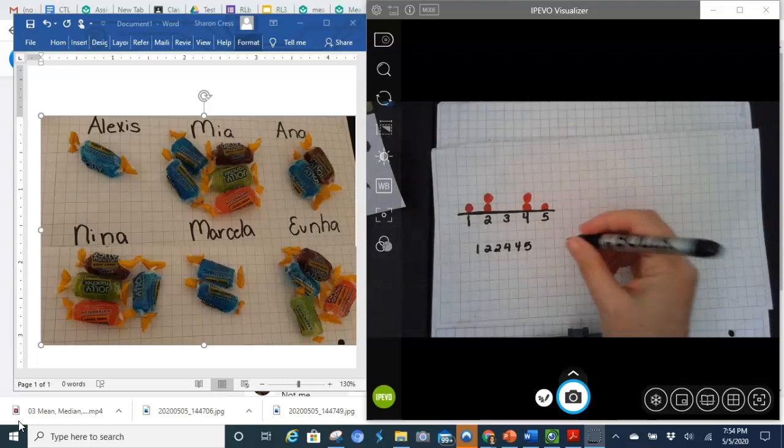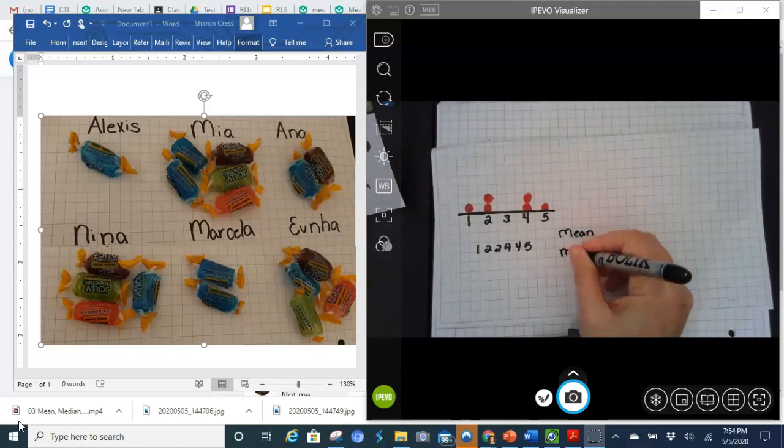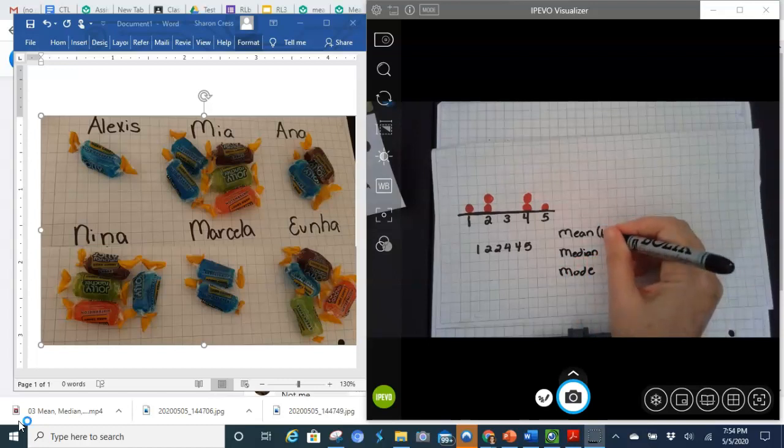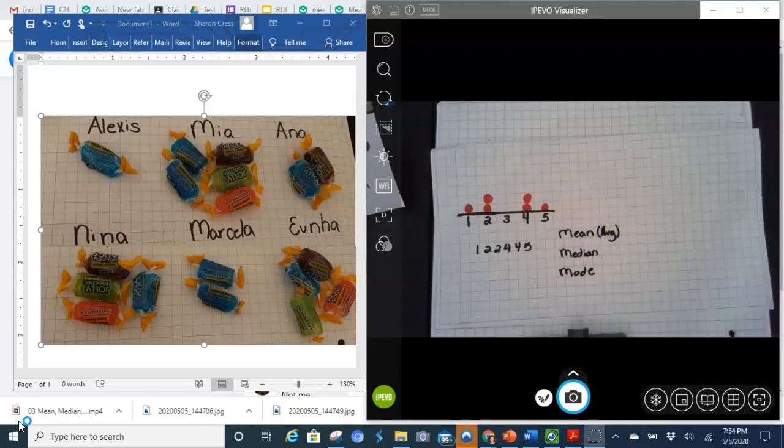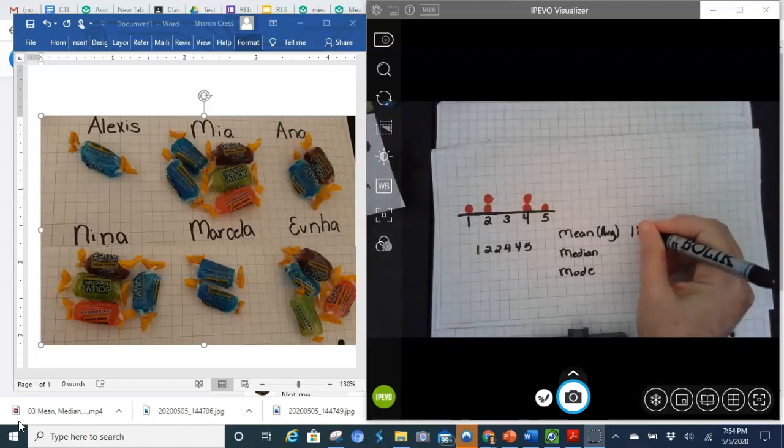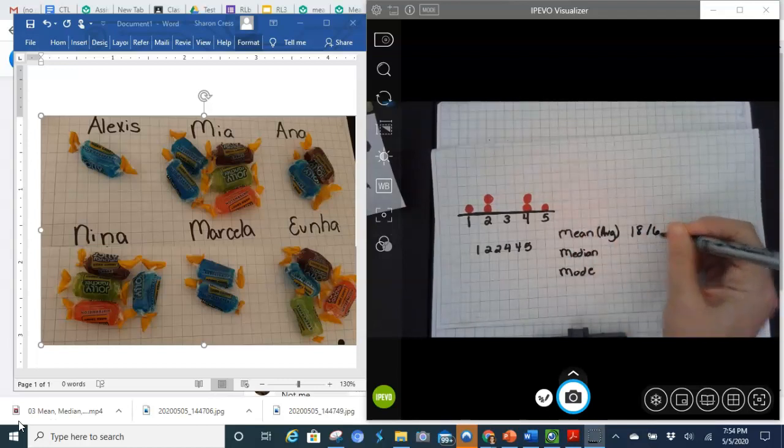So now if I want to find the mean, the median, and the mode. The mean is the average. We add them all up and divide by how many we have. So 1 plus 2 is 3, 5, 9, 13, 18. So we have 18 divided by, and there's 6. So 18 divided by 6 equals 3.